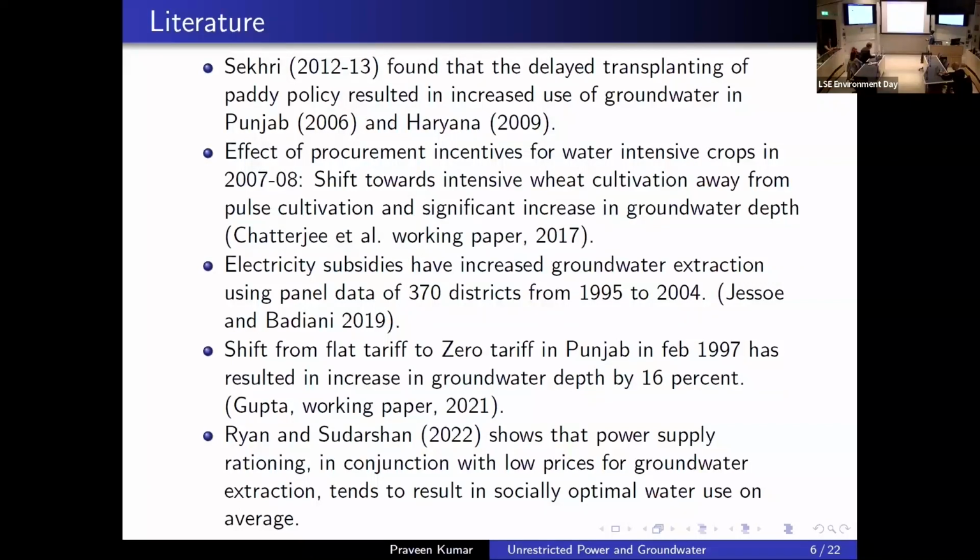The closest paper related to our study is this one, Ryan and Sudarshan. It looks at the rationing aspects, but we look at the case when there is no rationing at all.